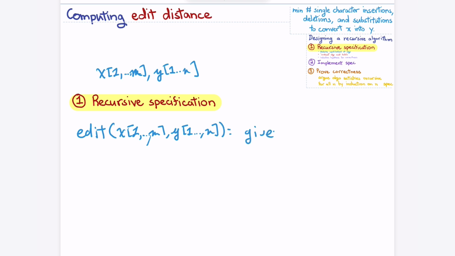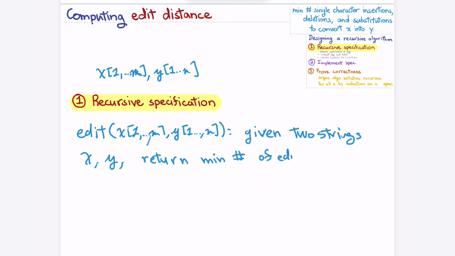Sure. It's not really so much about being comparable. They're just strings this time. Comparable is more important for sorting. But given two strings, x, y, and I'll just define it here: return the number of edits, as opposed to the actual sequence. Okay. Return the minimum number of edits to convert x to y. That would be a relatively long one.